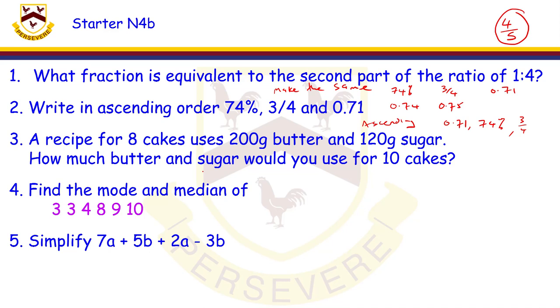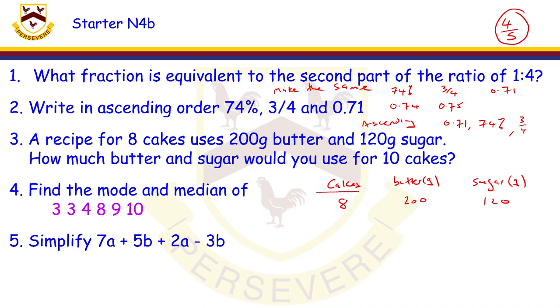Okay, there are a couple of ways of doing question 3. It's a recipe for 8 cakes, uses 200 grams of butter, 120 grams of sugar. How much butter and sugar do you use for 10 cakes? Now I like the idea of, you can find one cake and then multiply it out for 10 by dividing by 8. But I really like the idea of using a table. So we've got the cakes here, and we've got butter in grams, and then we've got sugar also in grams. So for 8 cakes you've got 200 grams of butter and 120 grams of sugar.